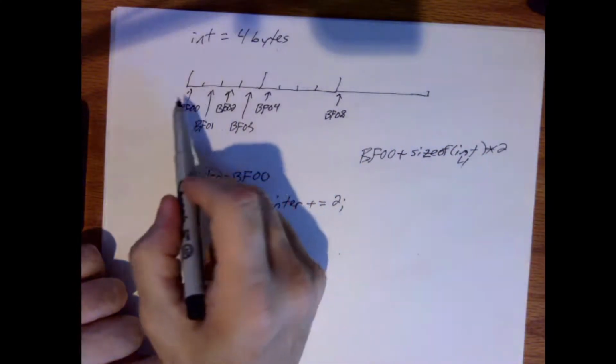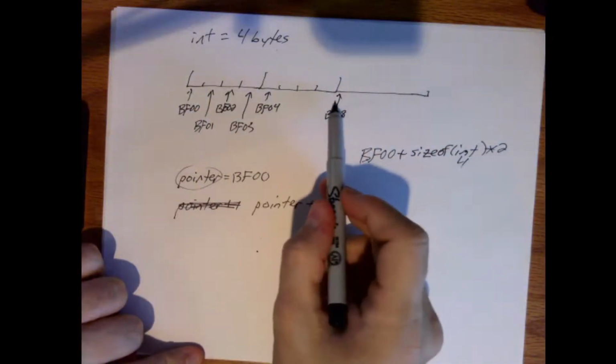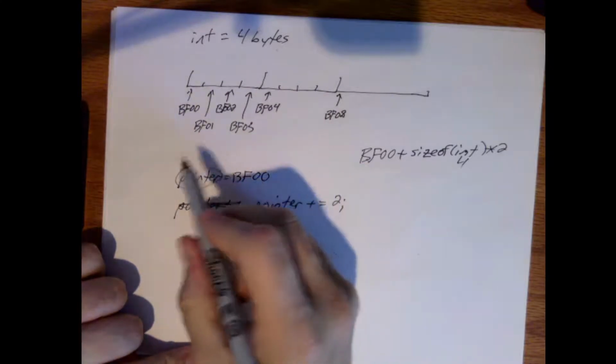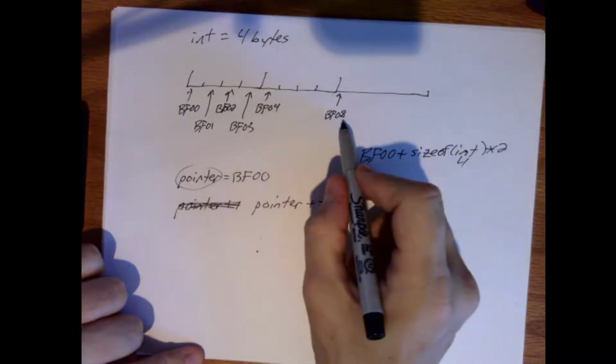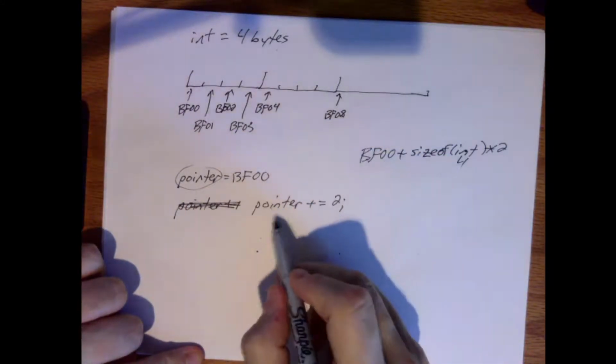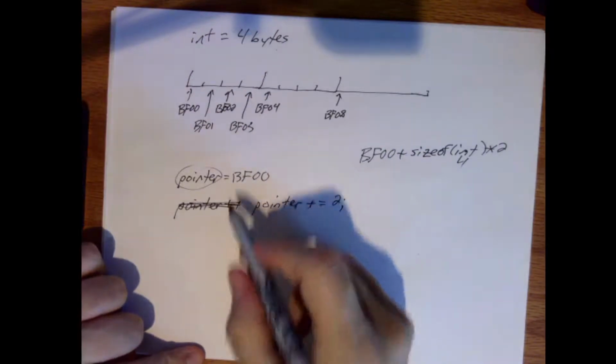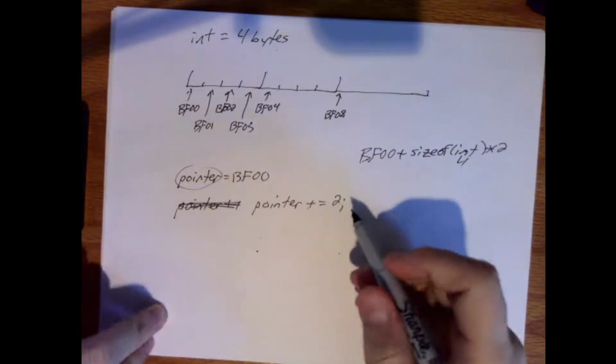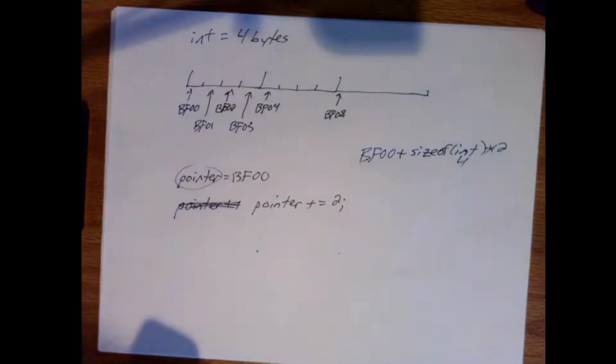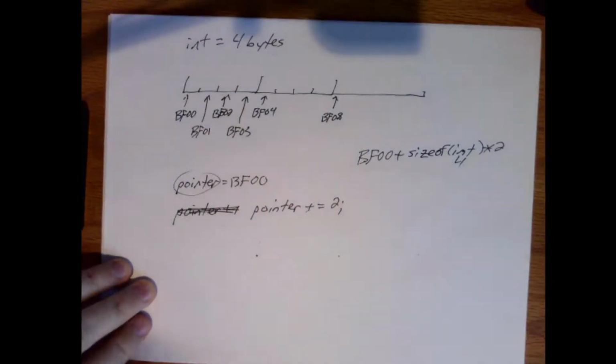And if I was pointing at doubles, which are really 8 bytes, that means pointer plus plus would increment by 8, and pointer plus equal 2 would increment by 2 times 8, which is 16. That's how the pointer arithmetic works. But the computer is taking care of all that for me. I don't have to worry about it in the vast majority of cases.